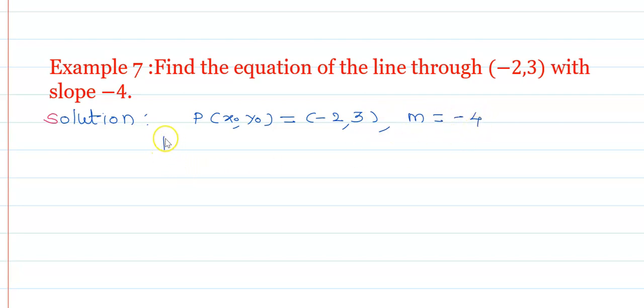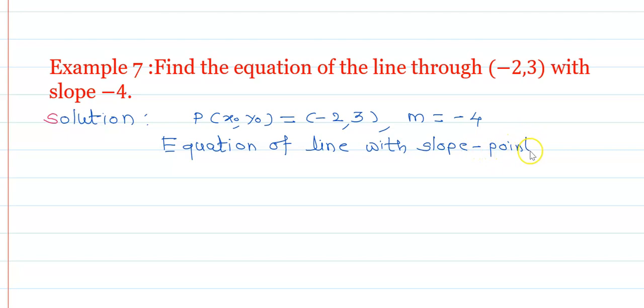And therefore, the equation of a line. Here we know the slope and the point. Therefore, the equation of the line with slope point form. What is that slope point form? y - y0 = m(x - x0).